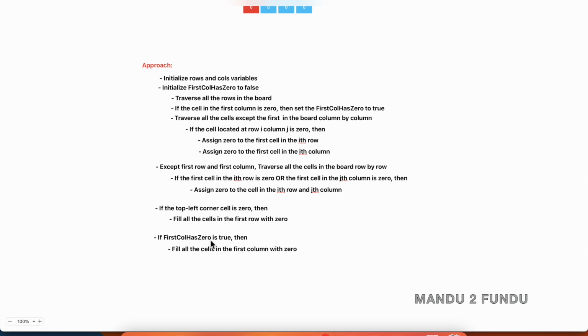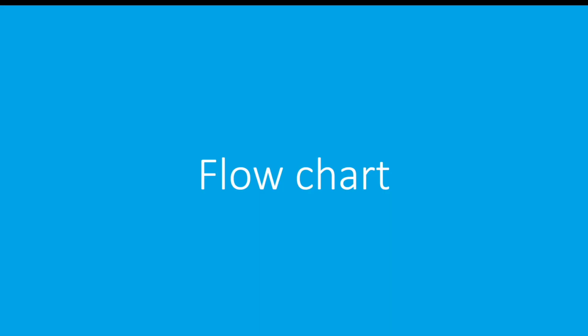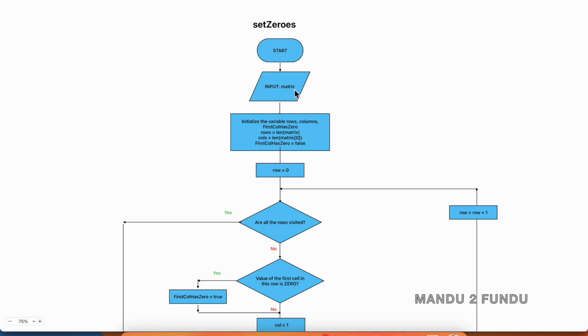And then finally we check whether the first column has 0 flag is true. If that is the case, then we have to set the entire first column with value 0. Let's look at the flowchart. Input for this procedure is m by n matrix. First we initialize the rows and columns variables, and we initialize the first column has 0 boolean. Initially that boolean is set to false.